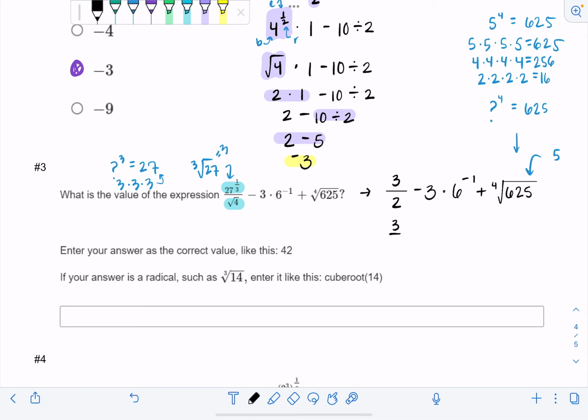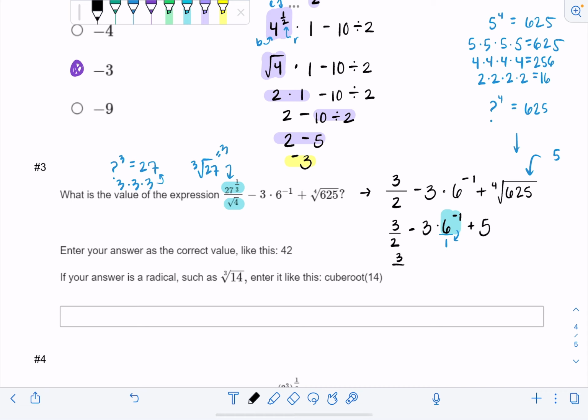So I have 3 over 2. I'm just going to copy down the rest of the problem as is. And then minus 3 times 6 to the negative 1 plus the fourth root of 625 is 5. We simplified a radical there. I still have one exponent to worry about. I have this 6 to the negative first power. So remember, when we have a negative exponent, we have to flip its base. So I can think of this 6 as 6 over 1, and then it would flip to the denominator. So I'm going to do that and copy down the rest of the problem as is.